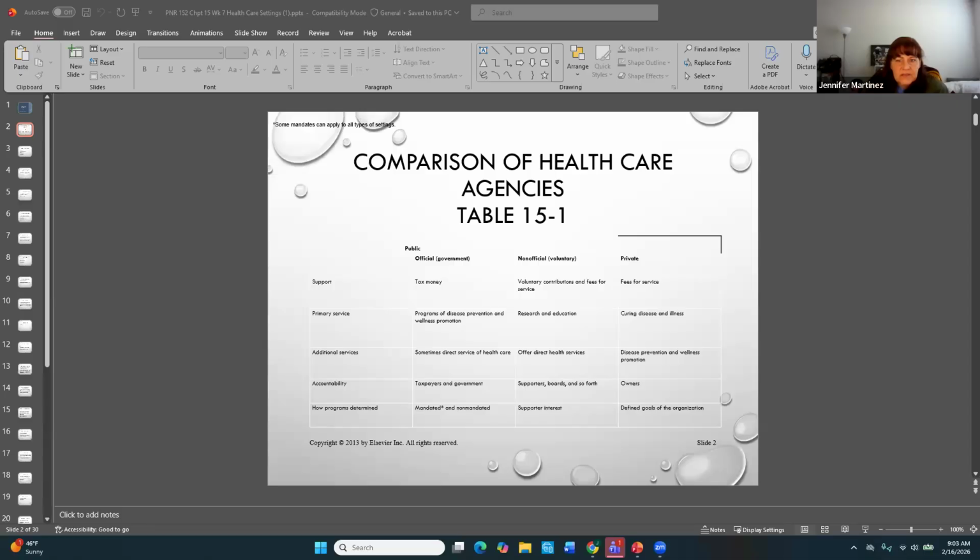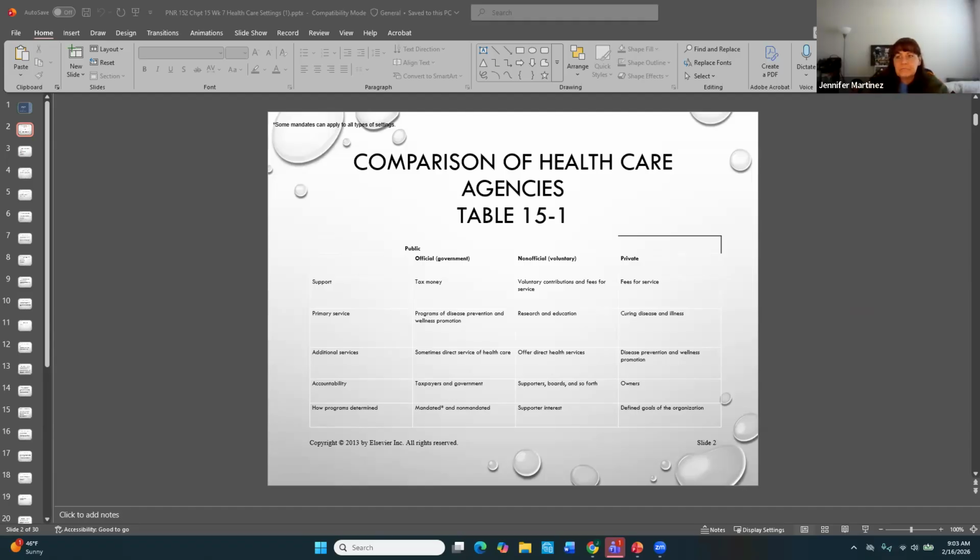All right, so I will share my screen. Just give me 1 second. I'm just trying to make this table a little bit bigger for you guys to see. Hopefully that works. So again, chapter 15 is healthcare settings. I will share my screen so that you can see the PowerPoints. I know you guys have them. My mouse is just acting funny. I apologize for that.